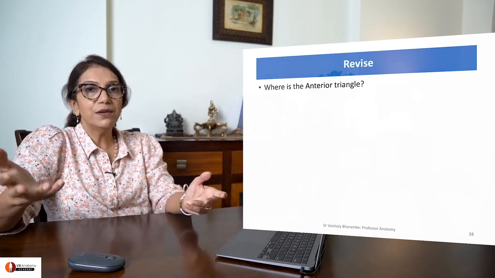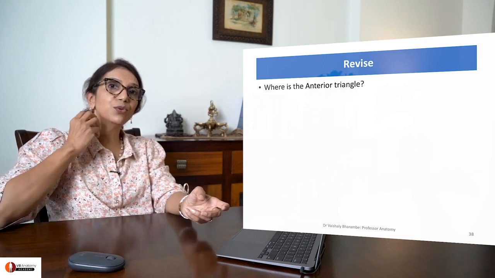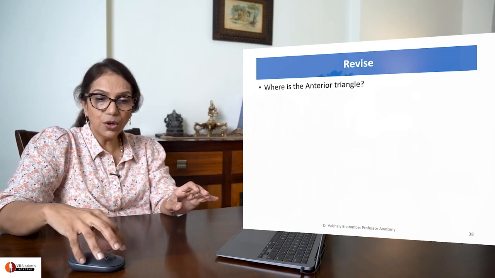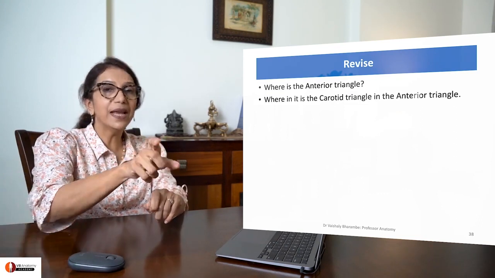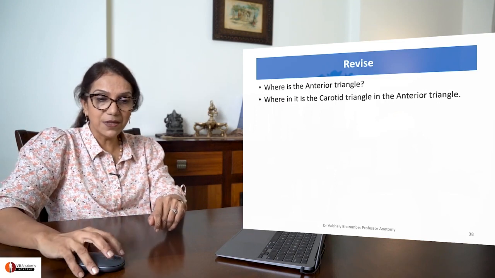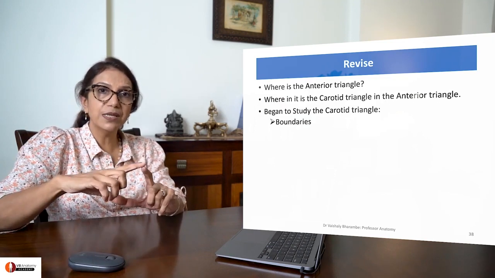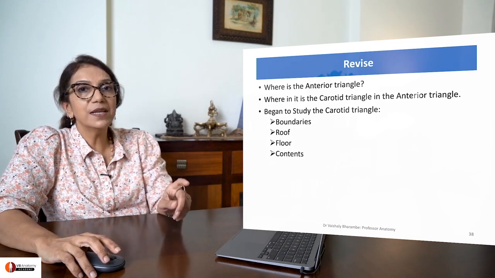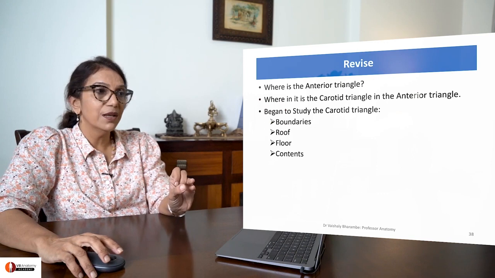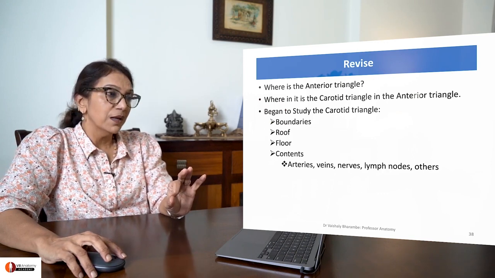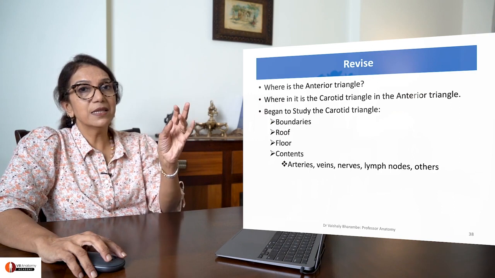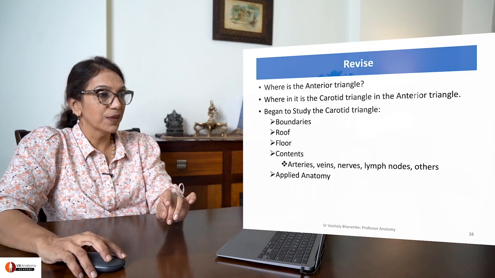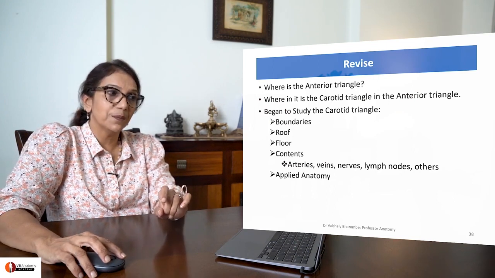So let's revise. What did we do? Today we brought ourselves into the anterior triangle. We divided the triangle into 3.5 triangles. We talked about where the carotid triangle was in the anterior triangle, and then we discussed carotid triangle as boundaries, roof, floor and contents. Contents we divided into arteries, common carotid, veins, internal jugular, nerves, spinal accessory, hypoglossal and the vagus, lymph nodes and others. Then we talked about the applied anatomy.